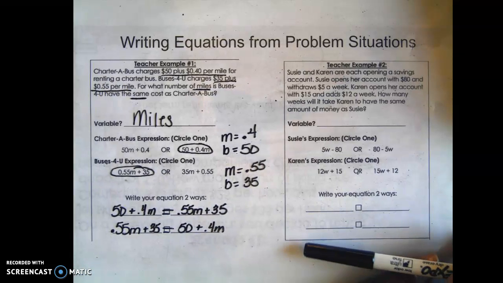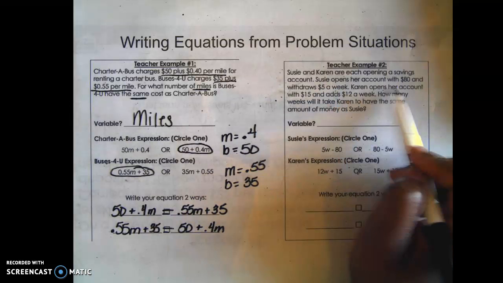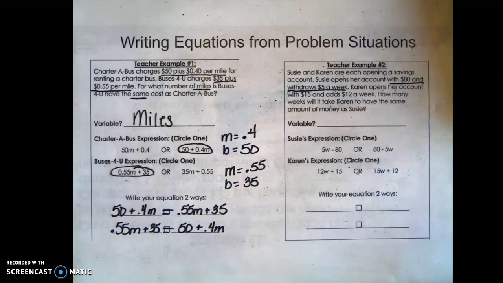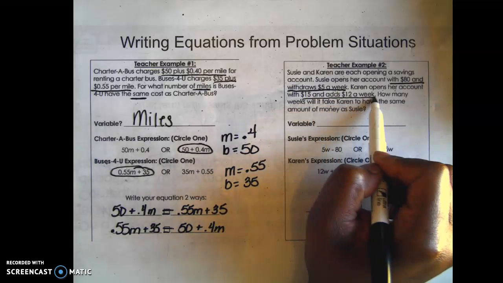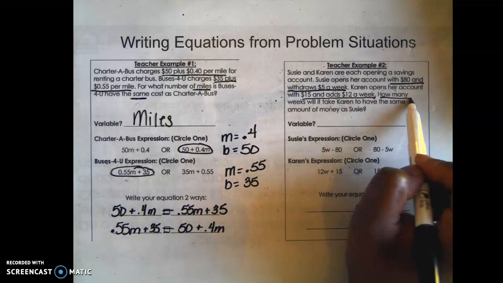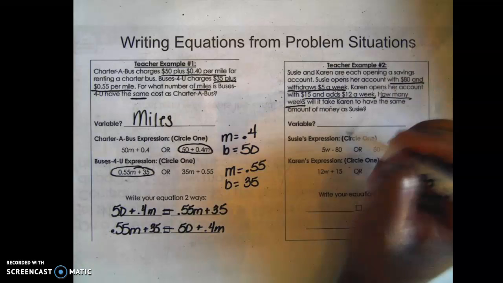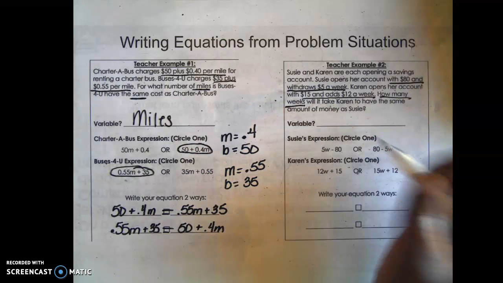So now, looking at example 2: Susie and Karen are each opening a savings account. Susie opens her account with $80 and withdraws $5 a week. Karen opens her account with $15 and adds $12 a week. How many weeks will it take for Karen to have the same amount of money as Susie? So first I need to figure out what my variable is. My variable would be weeks.